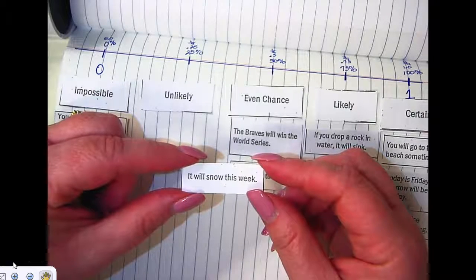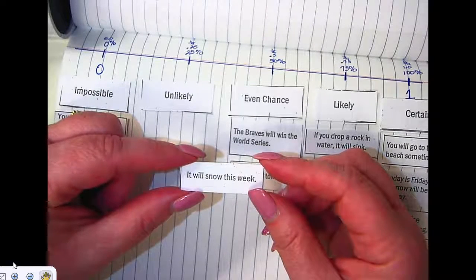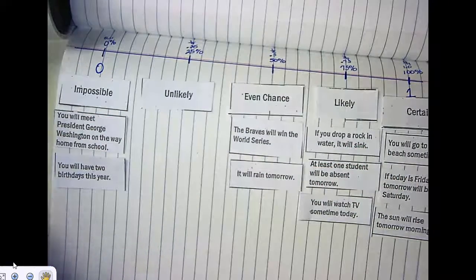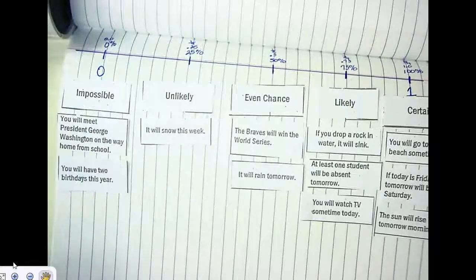It snowed this weekend, didn't it? It snowed in 93 and it wasn't snowing. Yeah. Right. I'm going to put it under unlikely. It's not impossible because it's still been getting very cold overnight, right? So I think it's going to be unlikely.